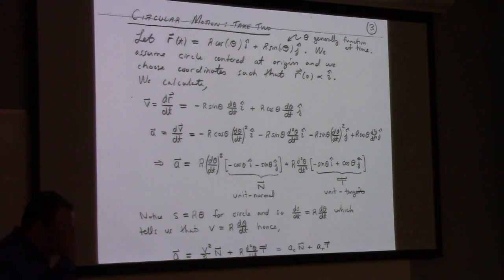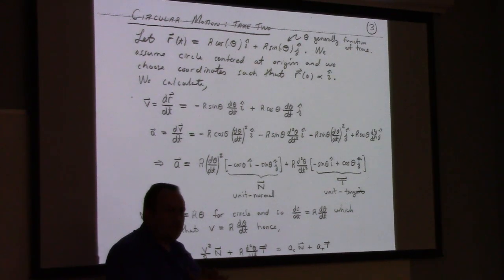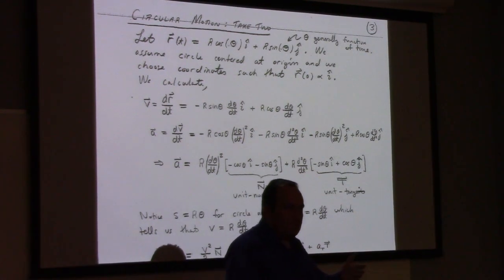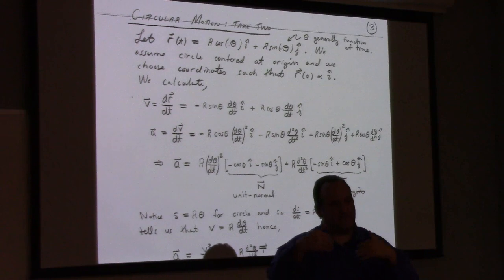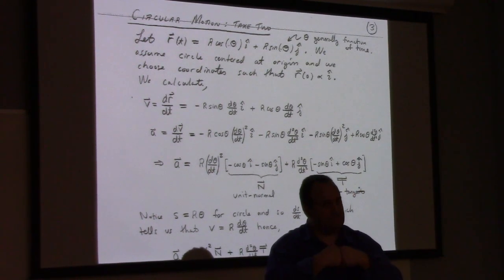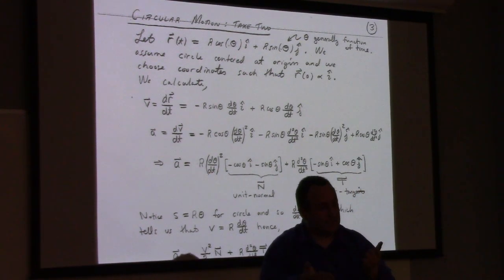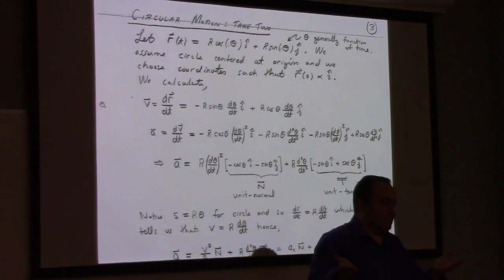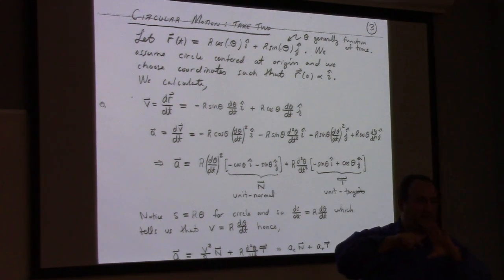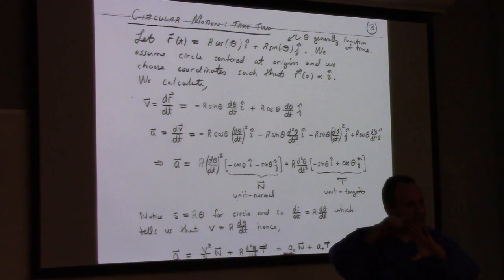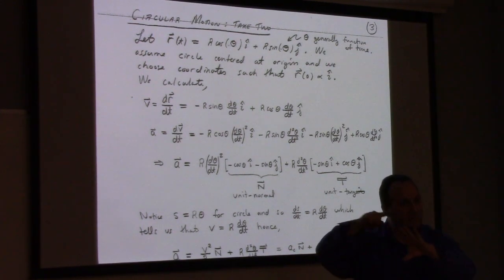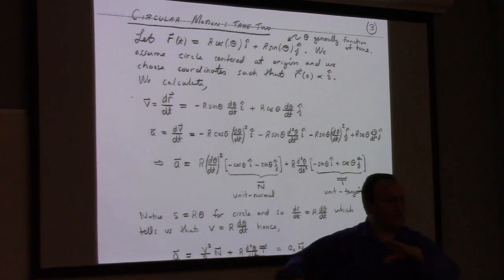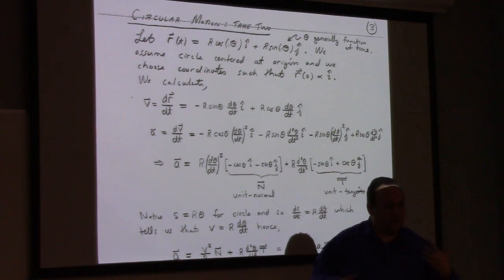So I say, okay, well, that's great, but that's not the whole story. Because the acceleration of an object going in a circle is not just center seeking. There's different kinds of circular motion. If you're going at constant speed all the way around the circle, that's different than if you're going around a circle speeding up. There's different acceleration involved there. How do we describe that?